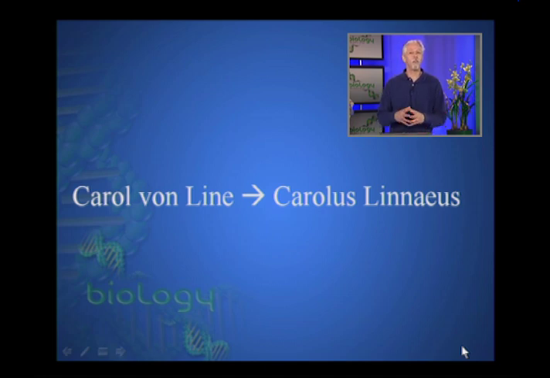He thought that science, European science, needed a common language, and so he decided to Latinize the classification scheme he came up with. And he was such a fanatic about this that he actually Latinized his own name to Carolus Linnaeus. So we refer to him now as Linnaeus, and his taxonomic scheme, the Linnaean system.